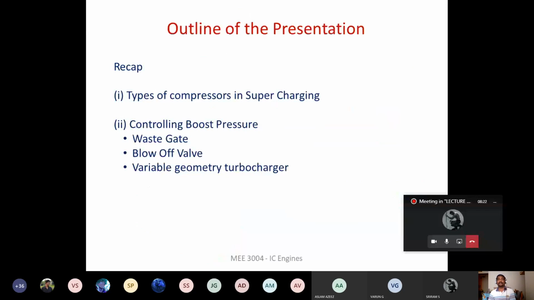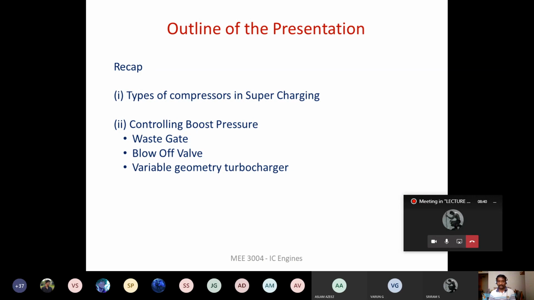Today's session, we are going to discuss different types of compressors used in a supercharger and how to regulate the pressure of the air that is entering into the combustion chamber.